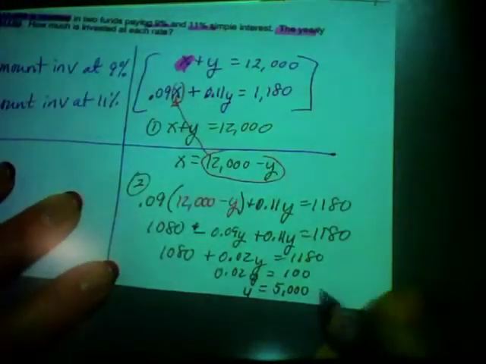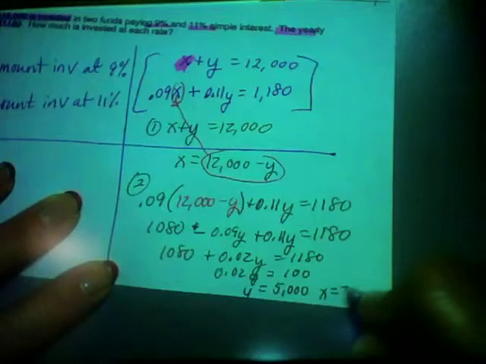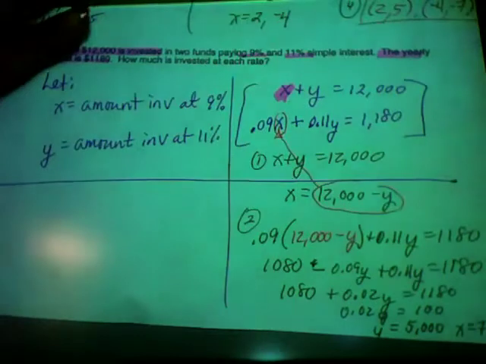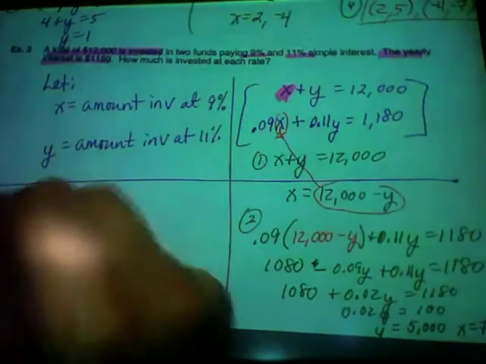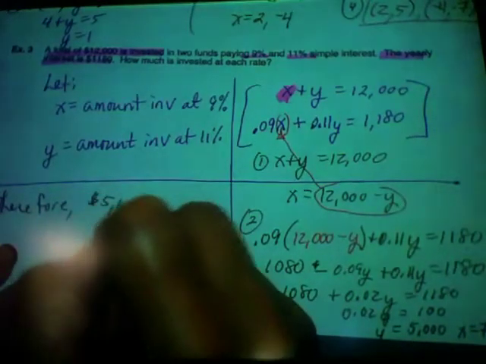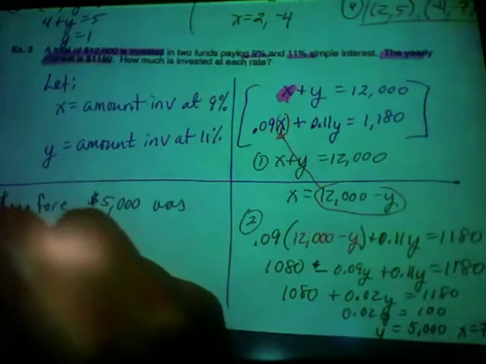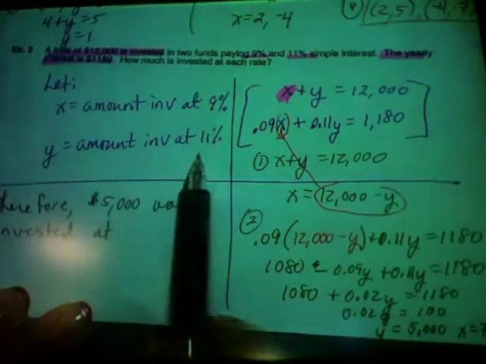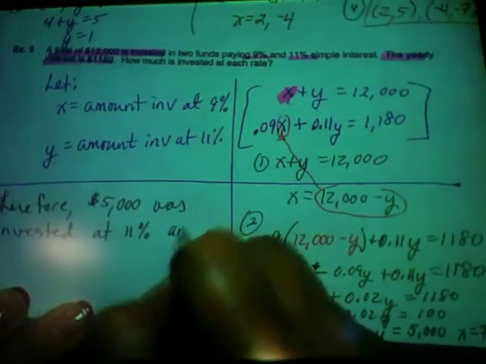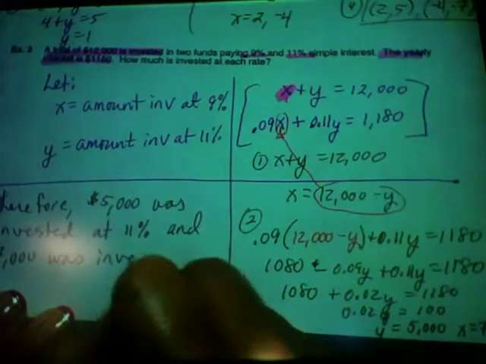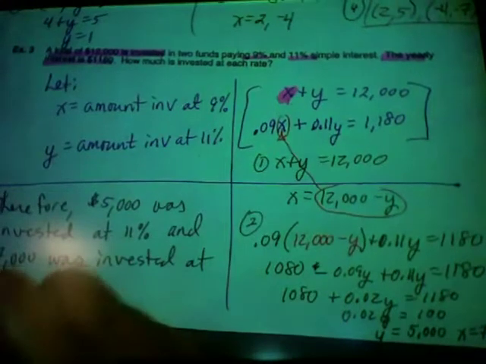So if Y is $5,000, what's X going to be? Yeah, so plug it into here. X would have to be $7,000. And so now you can answer the question. Therefore, $5,000 was invested at, since Y is 11%, so 11%, and $7,000 was invested at 9%.